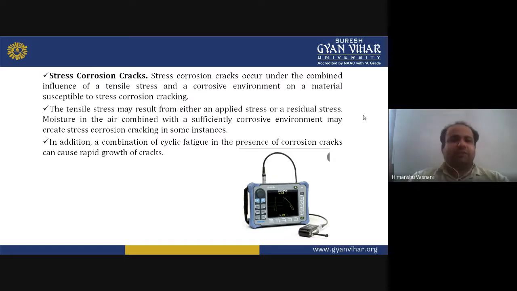The tensile stress may result from either an applied stress or a residual stress. Moisture in the air combined with a sufficiently corrosive environment may create stress corrosion cracking in some instances. So this should be controlled. In addition, a combination of cyclic fatigue in the presence of corrosion can cause rapid growth of the cracks. This also needs to be considered.